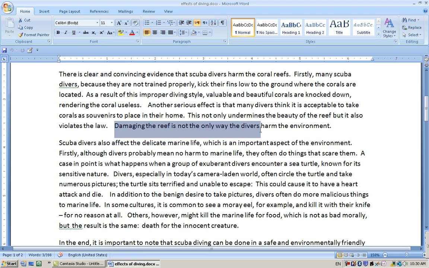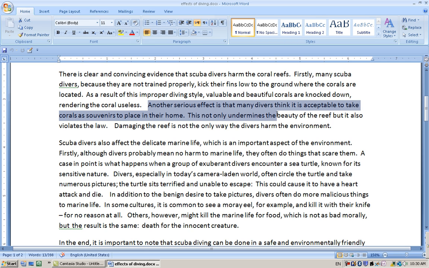Okay? We're going to put this one aside for a minute. Let's not talk about this sentence for a moment. Let's talk about this. The effect is many divers think it's acceptable to take corals in their home. This not only undermines the beauty of the reef, but it also violates the law. That's the effect. The beauty is destroyed. Okay? I could also add something else if I wanted to.